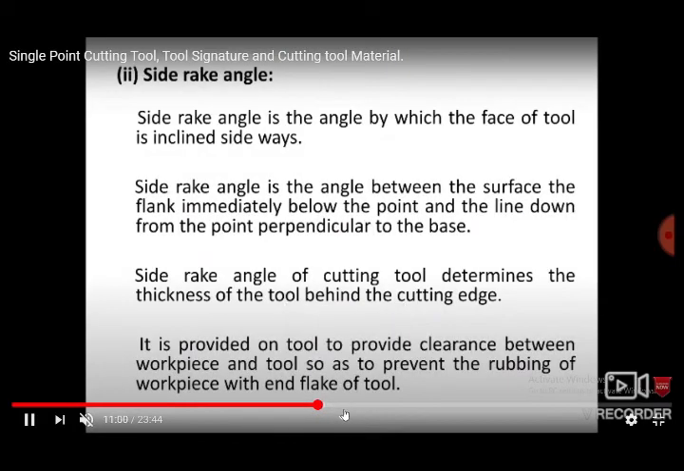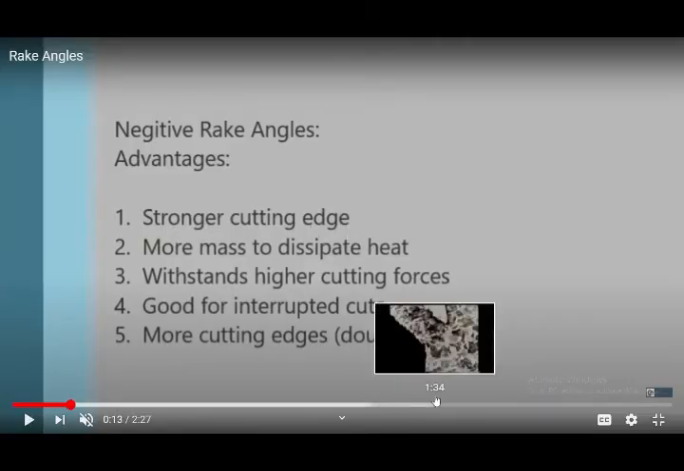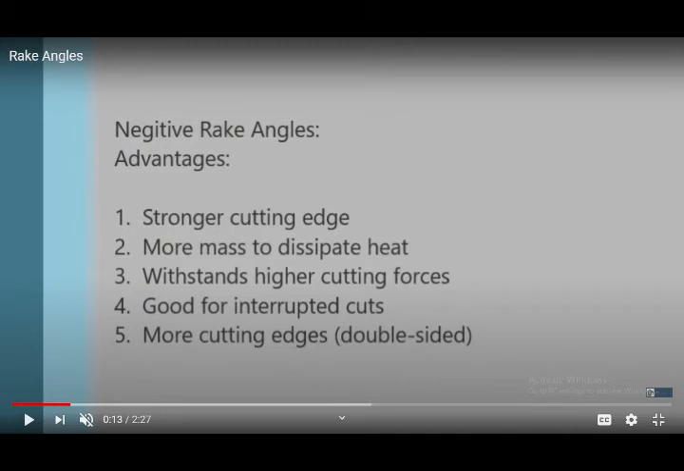Okay, I already discussed this in the previous slides. What is the rake angle: side rake angle, back rake angle, end rake angle. In this slide you understand what the rake angles are. Rake angles are positive rake angle and negative rake angle, two rake angles are there. Negative rake angles have advantages also: stronger cutting edge, more mass to dissipate heat, withstand higher cutting forces, good for interrupted cuts, more cutting edges.